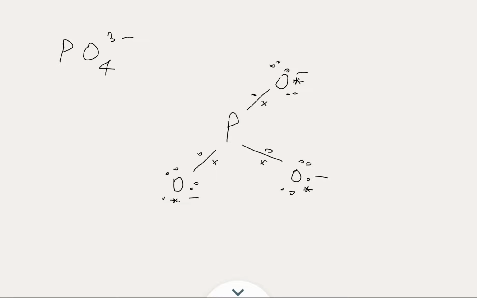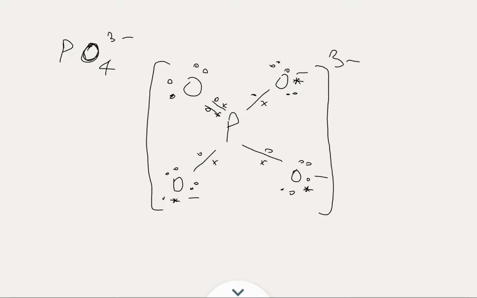Now there were 4 oxygens and 3 are in the form of 3 of these O minus. So the fourth oxygen is forming a double bond with phosphorus. So we can show it as this. Now this gives rise to a PO4 3 minus. In the form of a stick diagram, we can show it as 1 double bond and 3 of these O minus.